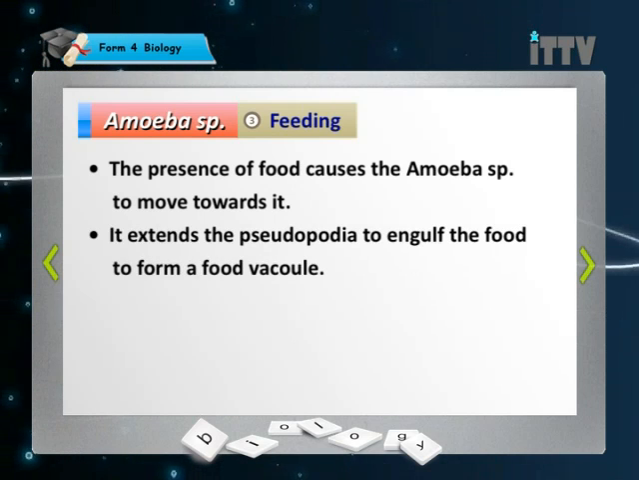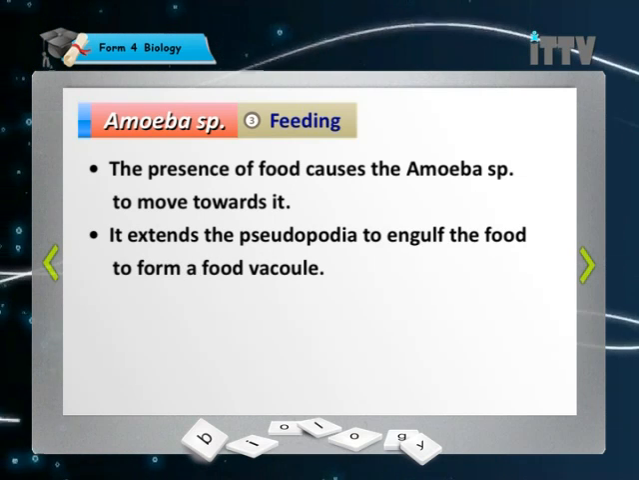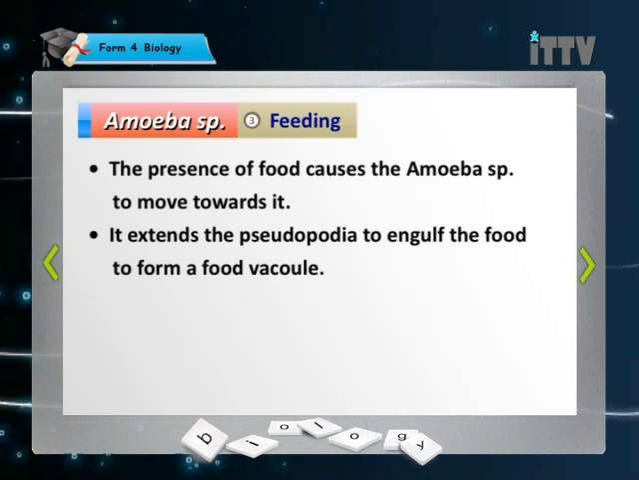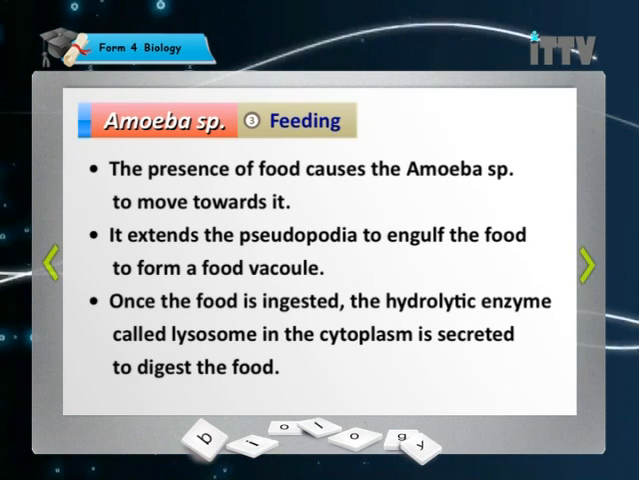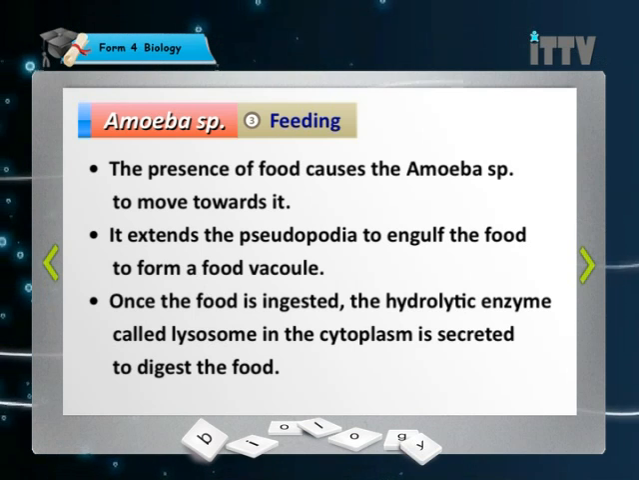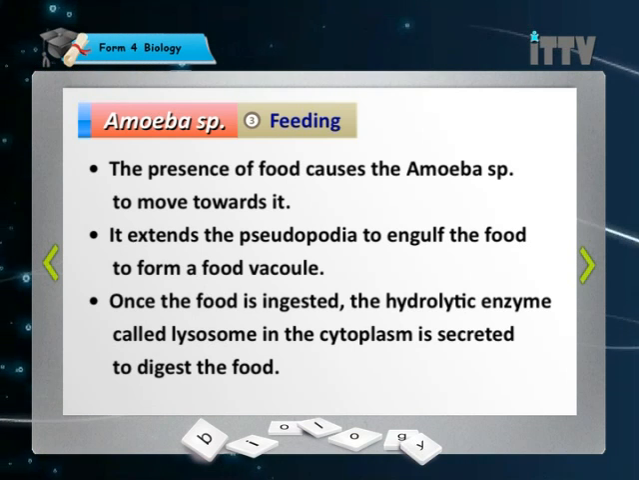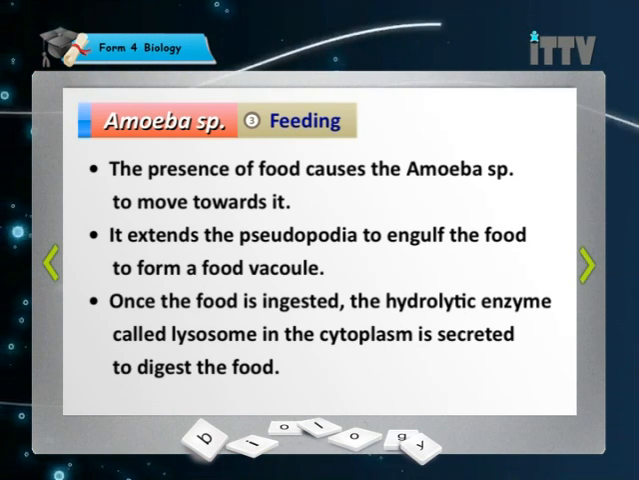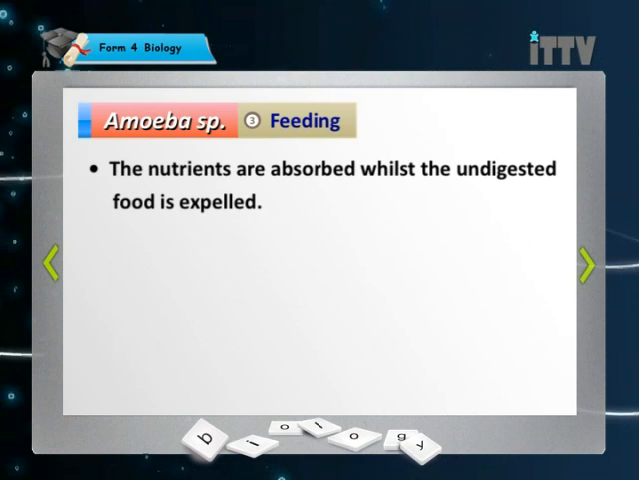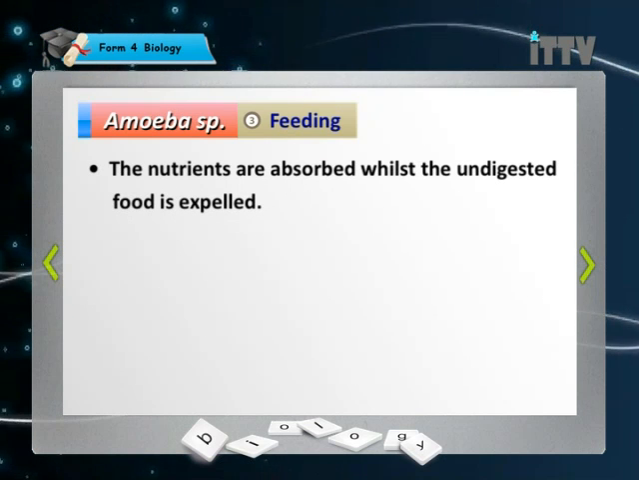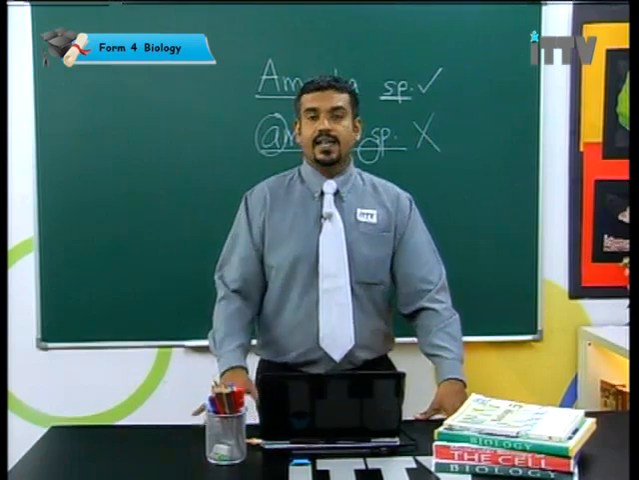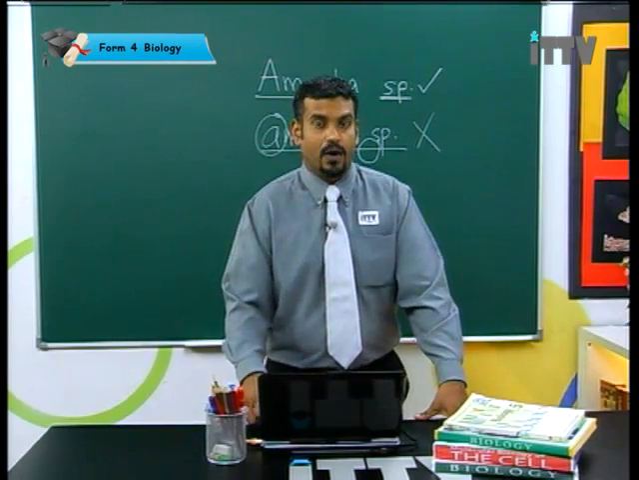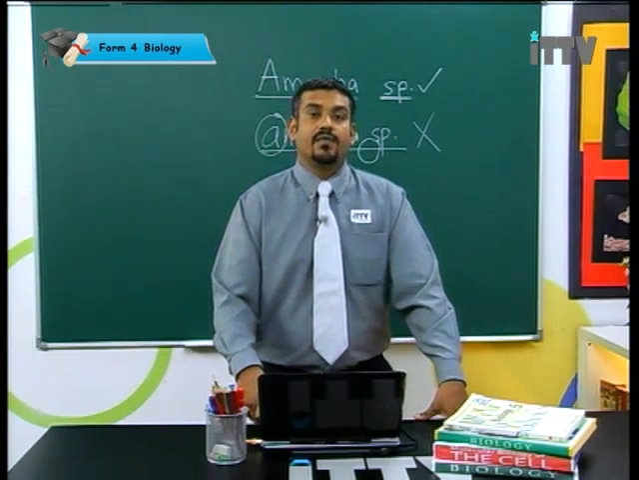It extends the pseudopodia to engulf the food to form a food vacuole. Once the food is ingested, the hydrolytic enzymes called lysozymes in the cytoplasm are secreted from the lysosome to digest the food. The nutrients from the food are then absorbed, whilst the undigested food is expelled away from the body. Now let's take a clearer look using a diagram on how the feeding mechanism of an amoeba works.